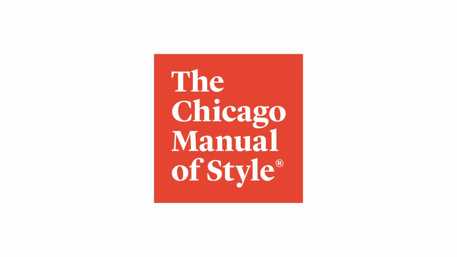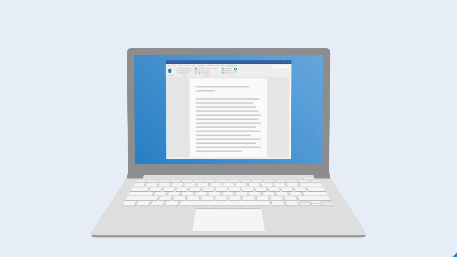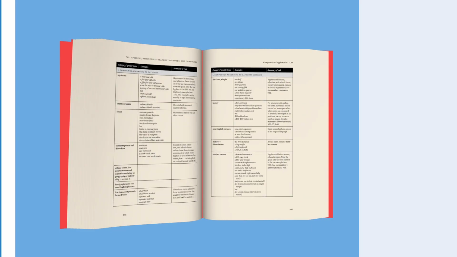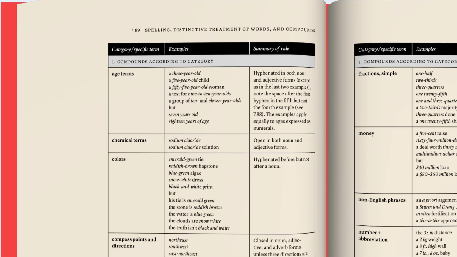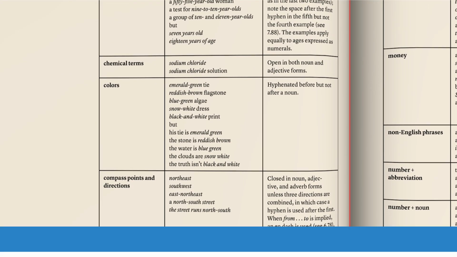The Chicago Manual of Style is now available in PerfectIt proofreading software. If you care about clear, consistent documents, style manuals are the best place to start. They remove all doubt about writing rules and ensure uniformity.